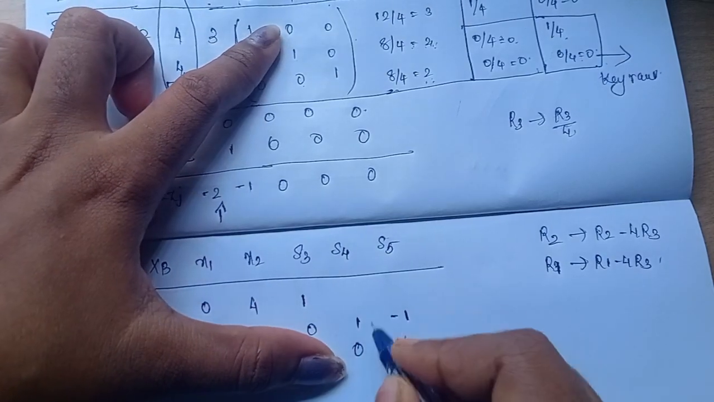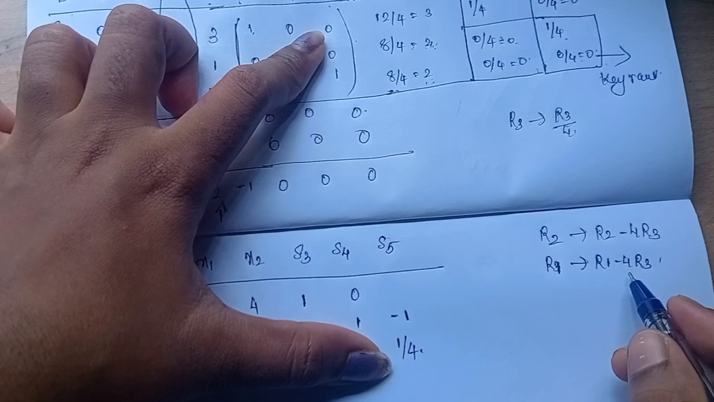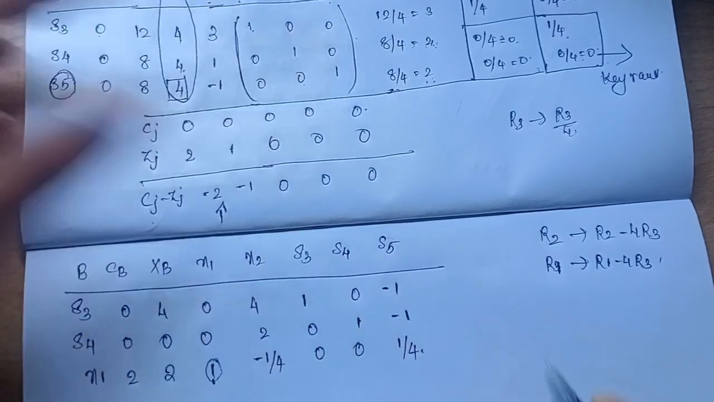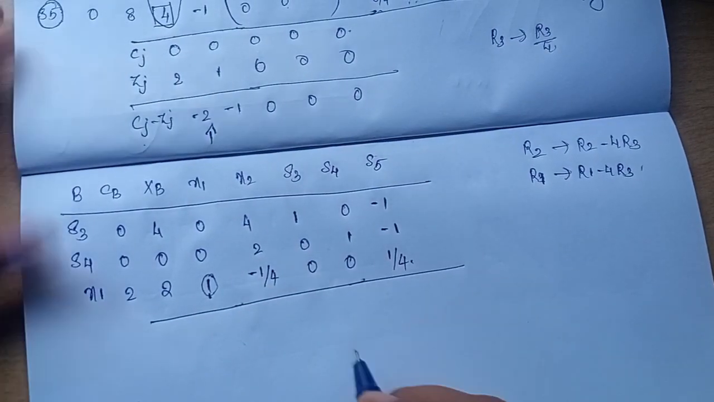And here 0 0, so this becomes 0. And here 0 minus 4 into 1 by 4, that is 0 minus 1. So this is minus 1. And we are going to find Cj. What is Cj?